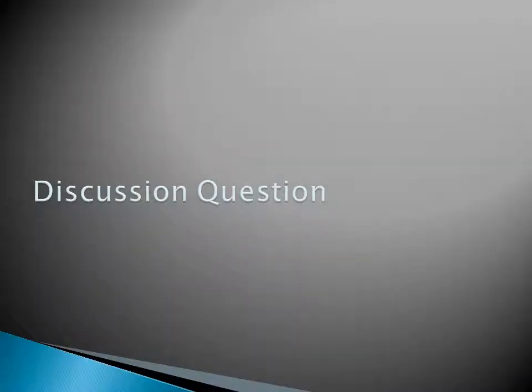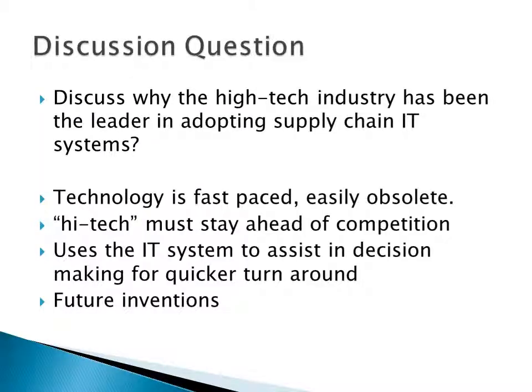Discussion question. For the IMSE 881 class, we were supposed to pick one discussion question and answer it. My discussion question was, discuss why the high technology industry has been the leader in adopting supply chain information technology systems. In my opinion, the reason is that technology is fast-paced and easily obsolete, strictly on timing. If you hold on to inventory too long, it could be obsolete. High tech means you must stay ahead of the competition and be on the cutting edge of everything coming down the engineering and technology pipeline.